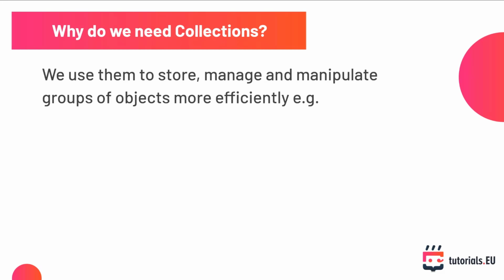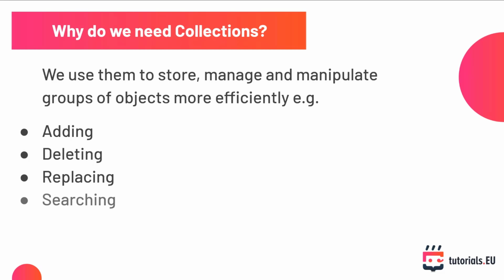Well, since an array is fixed in size and can only accept one type, we can use collections to solve the issues. So we use them to store, manage, and manipulate groups of objects more efficiently. Collections can be used to do a lot of operations in a group, for example, adding, deleting, replacing objects, searching for particular objects, and even copying objects.